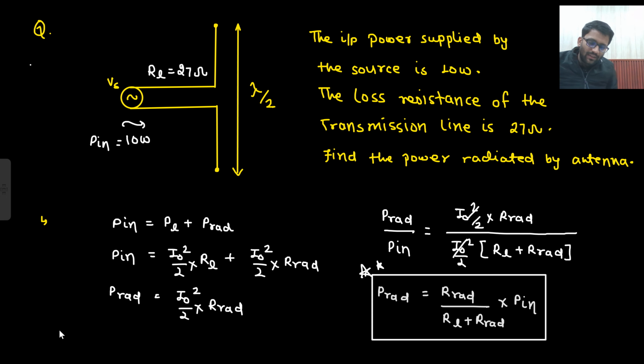So what will be the answer? P radiated would be equal to the radiation resistance, that is 73, divided by 27 plus 73, into P in, that is 10 watt. So what you are getting?